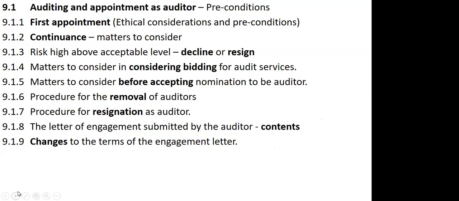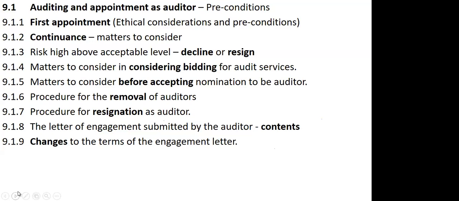Let's be aware also in terms of continuance, what happens once you are appointed as auditors. These are not indefinite. If you have been appointed to be auditors for the next 5 years, on an annual basis, you must evaluate whether or not you want to continue being auditors. Again, the standards give guidance on what you need to consider. We must be aware of that. Are we together? Very, very important.